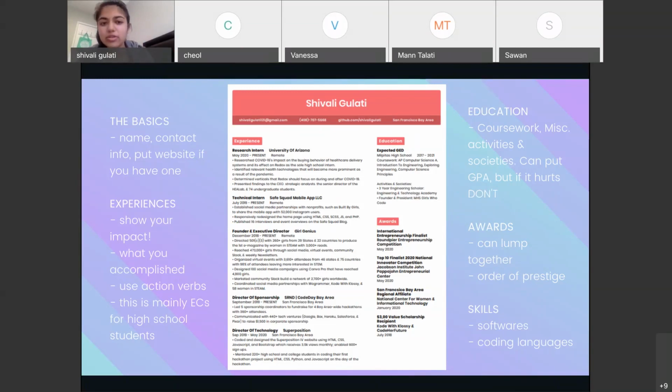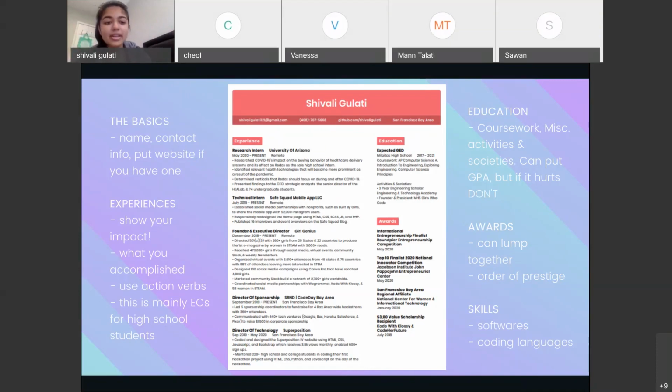You have to paint the picture for them because again, they have 7 seconds, and numbers are a really good way to show the amount of impact that you've made. You also definitely want to be using action verbs. If you're ever struggling to come up with a verb, literally just Google the verb synonym resume. That's what I always do, and it ends up working out pretty well.